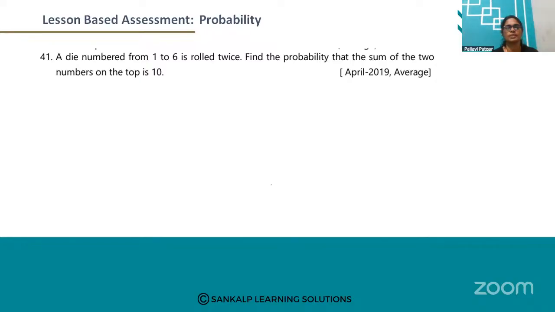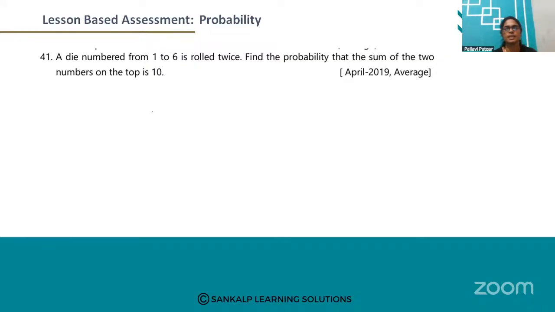Look at question number 41. A die numbered from 1 to 6 is rolled twice. Find the probability that the sum of the two numbers on the top is 10. So here, when a single die is rolled twice, there are 6 into 6, 36 total possible outcomes. The sample space consists of ordered pairs (D1, D2), each from 1, 2, 3, 4, 5, 6. The favorable outcomes are the pairs of numbers that sum to 10.